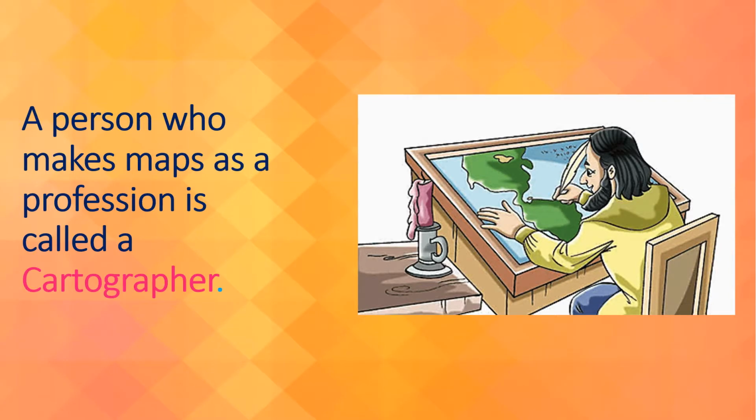In the last lesson, in the first chapter, we have learned about the cartographer. A person who makes map as a profession is called a cartographer. So these cartographers are concerned with all aspects of map making, like scientific, technological, and artistic. They are responsible for researching, collecting, storing, retrieving, and manipulating data. They design maps and they also check the accuracy of maps.